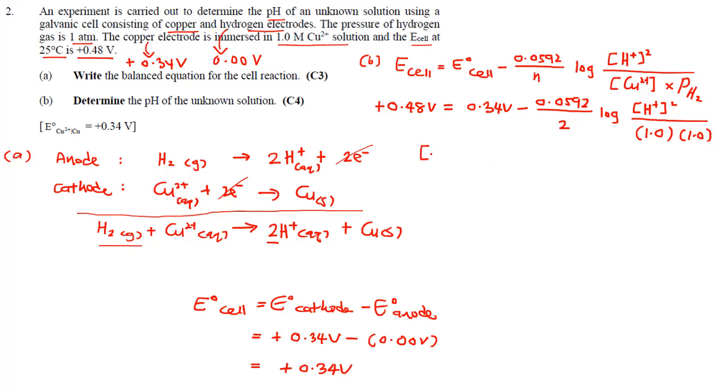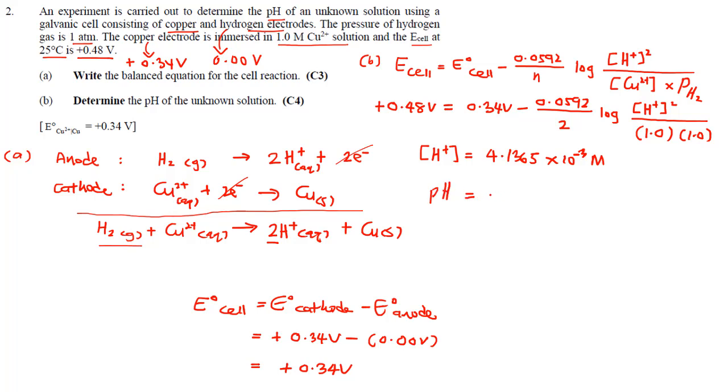And then you should get the concentration of hydrogen ion as 4.1365 times 10 to the power of negative 3 molar. So this is the value for the concentration of our hydrogen ion. Once we have that, then we can calculate the pH.